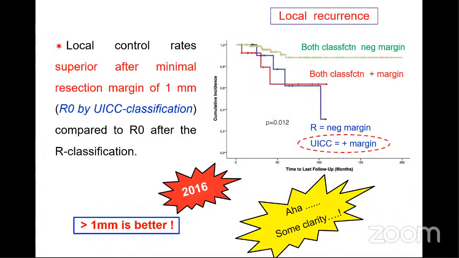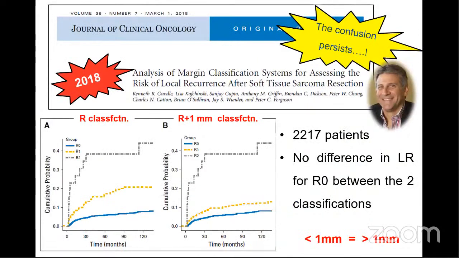And they based this conclusion on the fact that in margins less than 1 millimeter, they seem to have lesser local control than if the margin was greater than 1 millimeter. But 2 years later, this paper from the Toronto group with 2,200 patients contradicted them and said that whether you use the R0 or the R1 classification, the local control was the same. So again, we were back to square one, that less than 1 millimeter is greater than 1 millimeter.